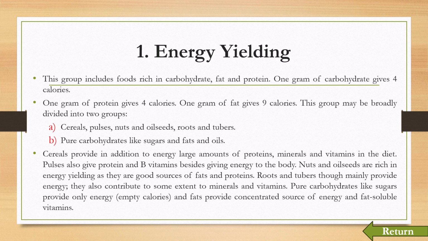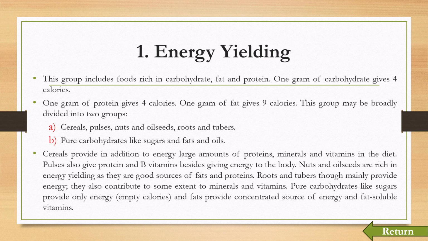1. Energy yielding. The first function of food is energy yielding. This group includes foods rich in carbohydrates, fats, and proteins. 1 gram of carbohydrate provides 4 calories. 1 gram of protein provides 4 calories. 1 gram of fat provides 9 calories.